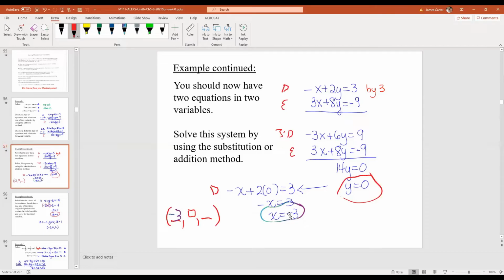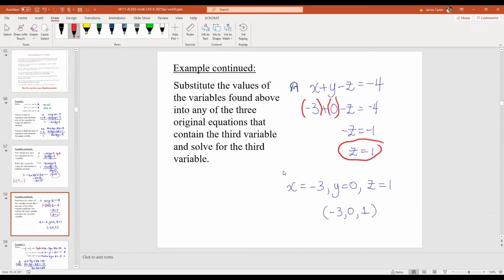Okay, now we've got 2 values. So we're going to take this X and Y, go back to either A, B, or C equation, and it doesn't matter which one, whichever one's the easiest numbers, and put them in and solve for the third variable. So the variable you eliminate first will be the variable you solve for last. And then you get the 3 values and you put them in an ordered pair, a 3-dimensional ordered pair. Okay.